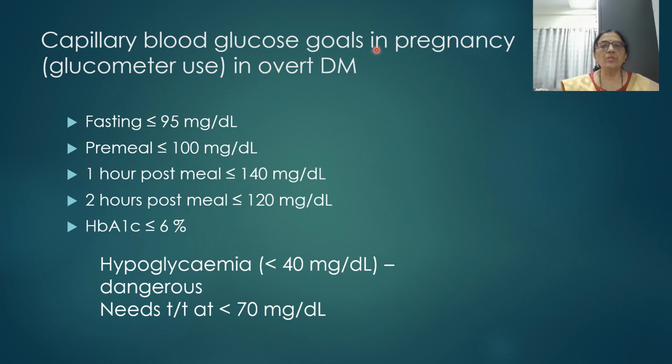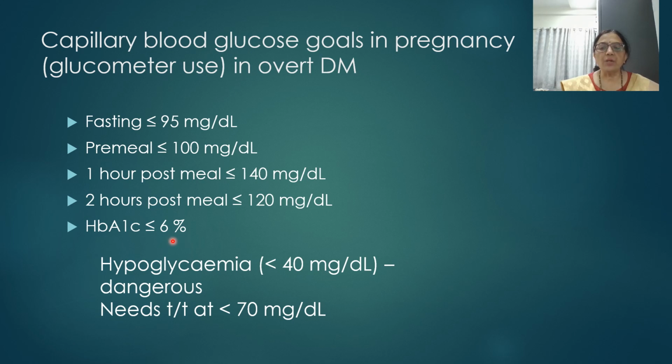Capillary blood glucose goals in pregnancy in overt diabetes, which is done with the help of a glucometer. I am again repeating it; we have already seen this in the last slide. Fasting less than or equal to 95. Pre-meal less than or equal to 100. 1 hour post-meal less than or equal to 140. 2 hour post-meal less than or equal to 120 milligram per dl. And HbA1c less than or equal to 6%.